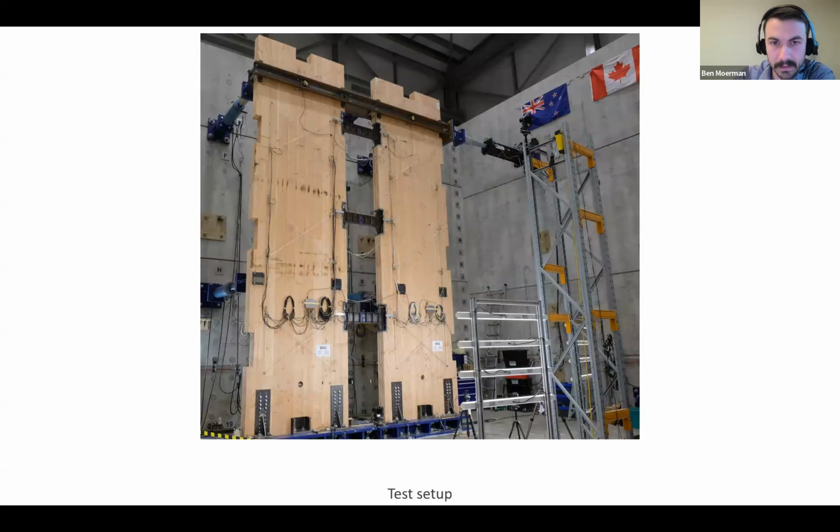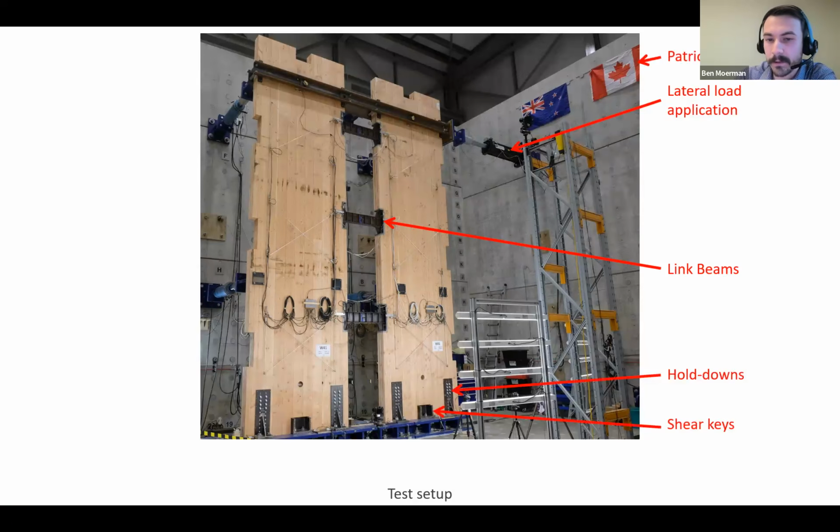So yeah, this is the general test setup. I'll just step through each part of the test setup, but hopefully you have a good idea of how it works. So the lateral load is applied on the right side here. We have 3 link beams, and they're stiffened just like active steel links in eccentric braced frames. We've got hold downs at the bottom. We've got shear keys to keep the walls from sliding. And then on the left side here, we've got collector beams.